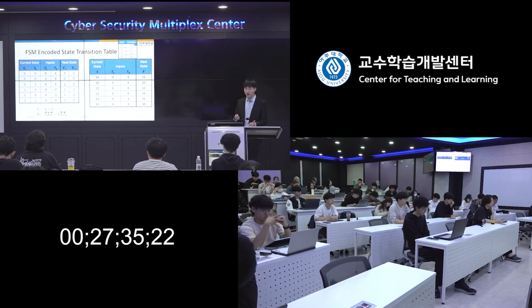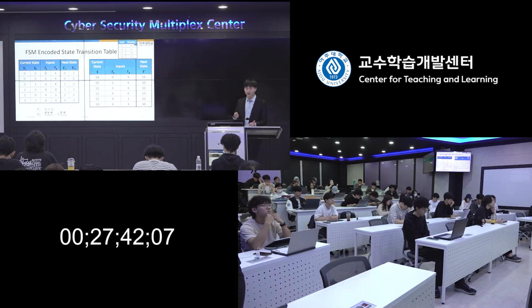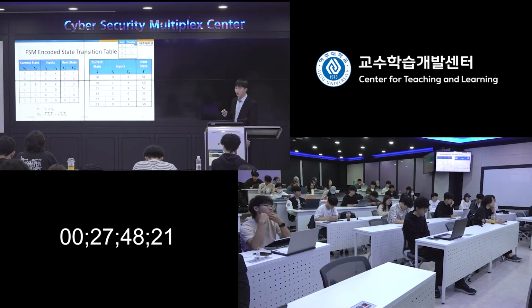For S0 prime, we get the minterm when the output is true, which are from this row and this row. We put two terms and we add them together. So this is how you can build the Boolean equations from the encoded state transition table.